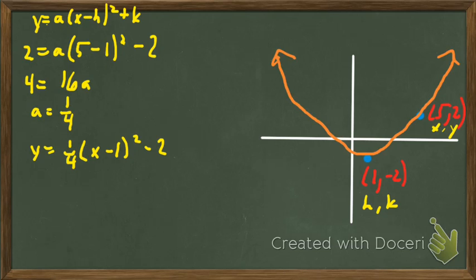Alright, you have to write the values of a, h, and k in your turning point form equation. Okay, then you've got to go about following order of operations to simplify this equation so that it's in standard form.